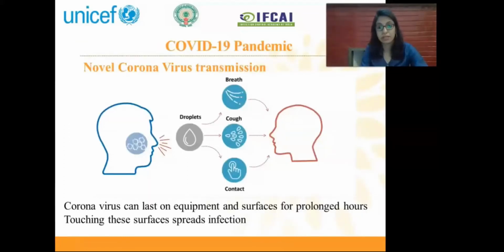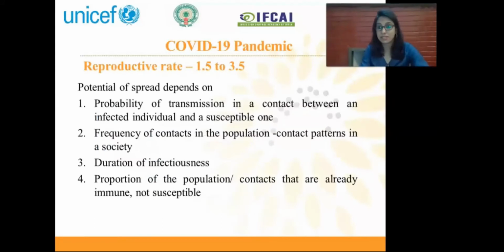So about the COVID-19 pandemic virus, the transmission: we all know that it spreads through droplets, through breath, through cough, and even through contact. It's highly transmissible, and studies from across the world have shown that its reproductive rate, which means how many people one infected person may further infect, is between 1.5 to 3.5. That means one COVID patient currently can spread infection to an average of 1.5 to 3.5 people, and this is considered high infectivity compared to many other virus infections of the past.